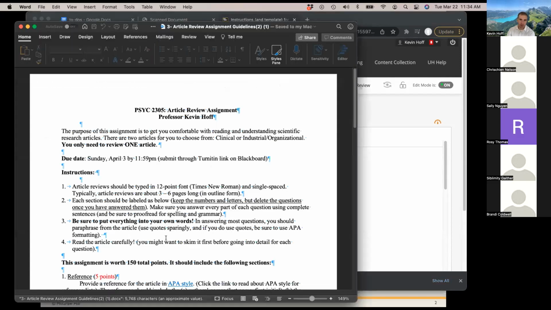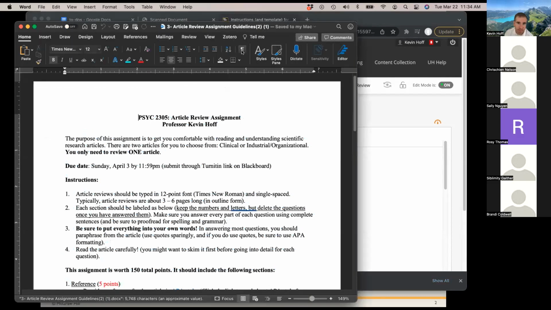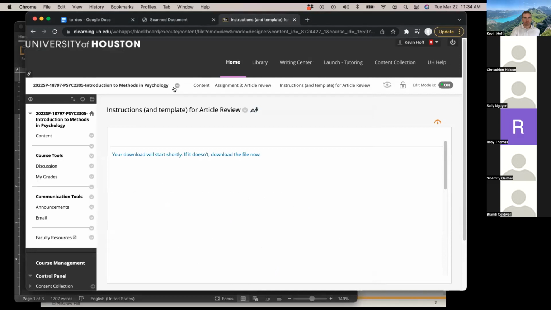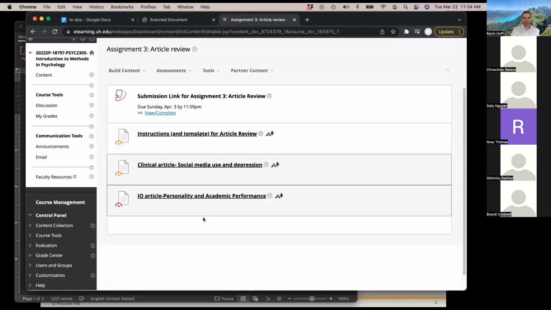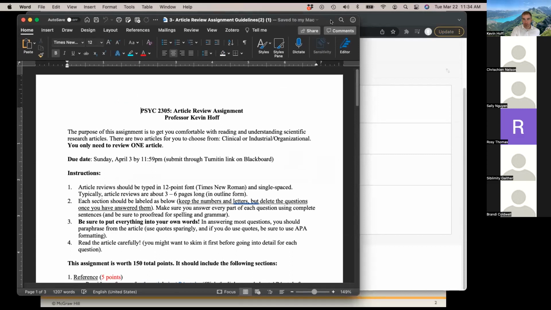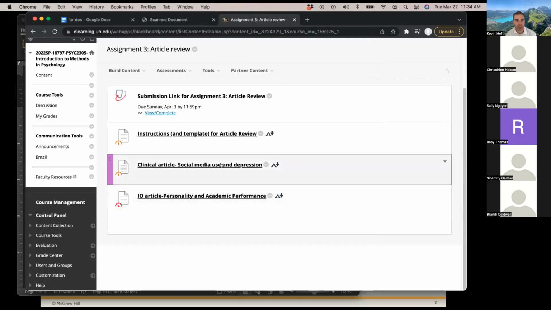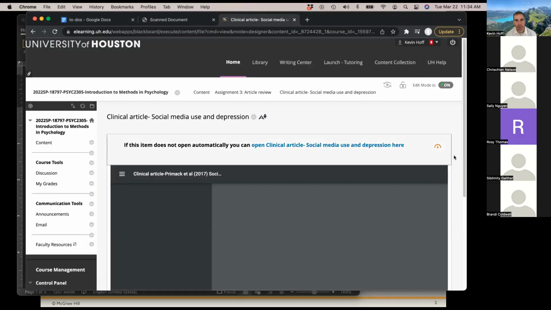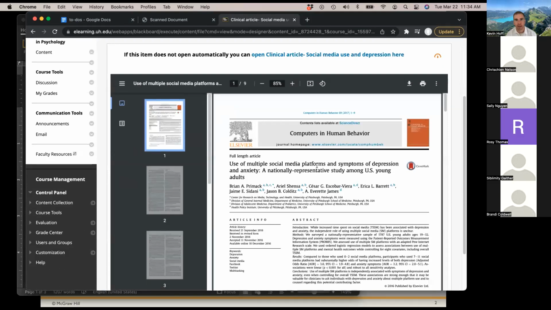So this is the instructions for this assignment. Basically, you can download both these articles and choose between them. The purpose of this assignment is an article review. So you're going to carefully review one of these 2 articles. I'll just, for the sake of showing what they're about, click on them real quick.